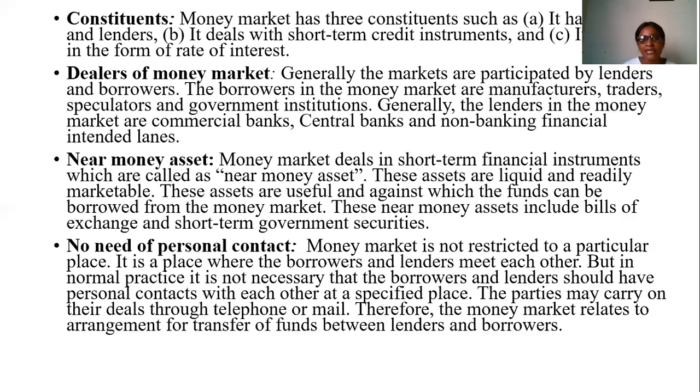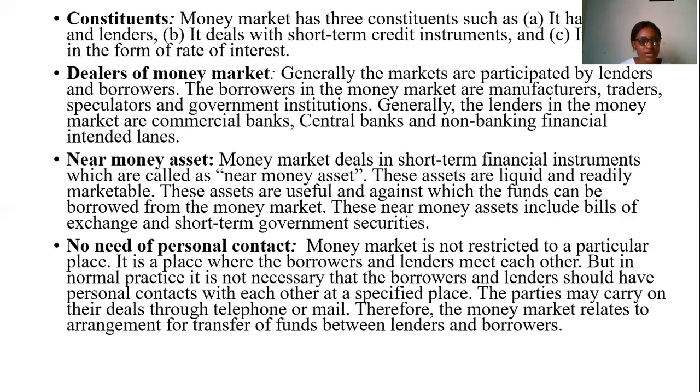Dealers of money market, generally the markets are participated by lenders and borrowers. The borrowers in the money market are manufacturers, traders, speculators, and government institutions. Generally, the lenders in the money market are commercial banks, central banks, and non-banking financial intermediaries. So just like I explained from the first constituent that the money market has, it's the lenders and it's the dealers of the money market, which are the lenders as well as the borrowers.